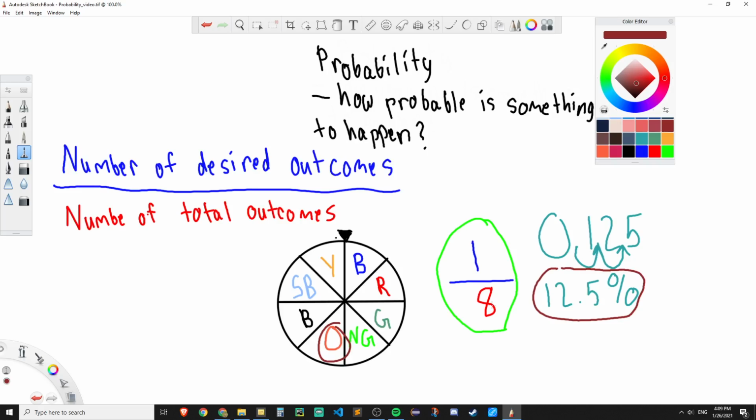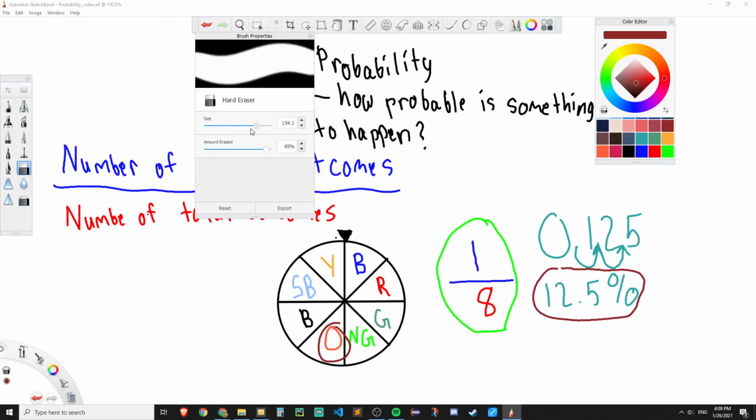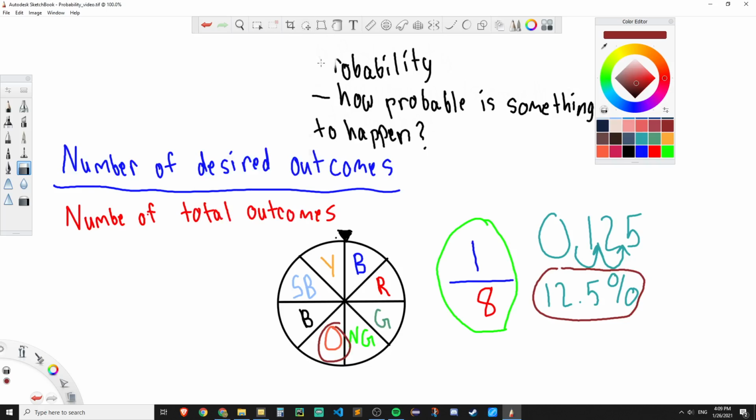Now we've done this, let's do another example. And now I think you guys know that we're talking about probability and how probable stuff is going to happen. So I'll just take that out for now.